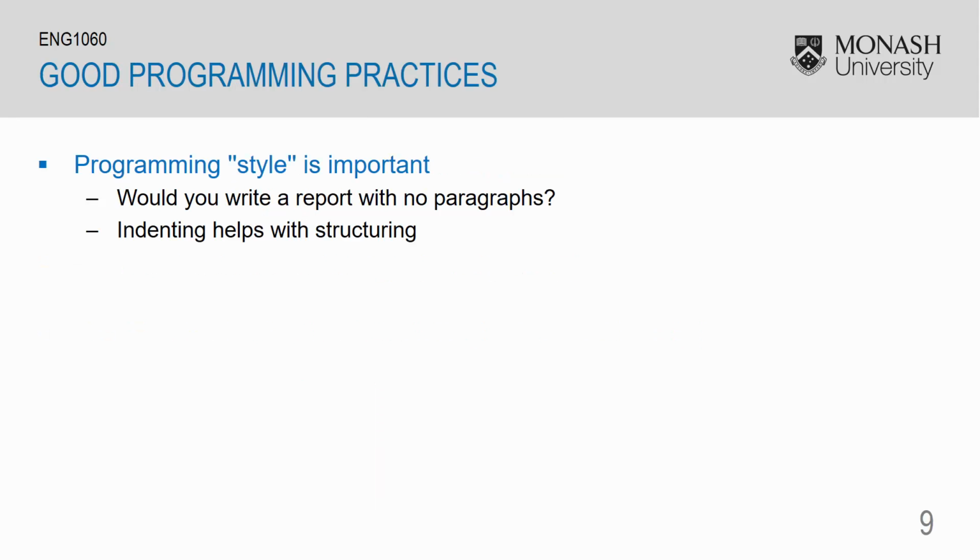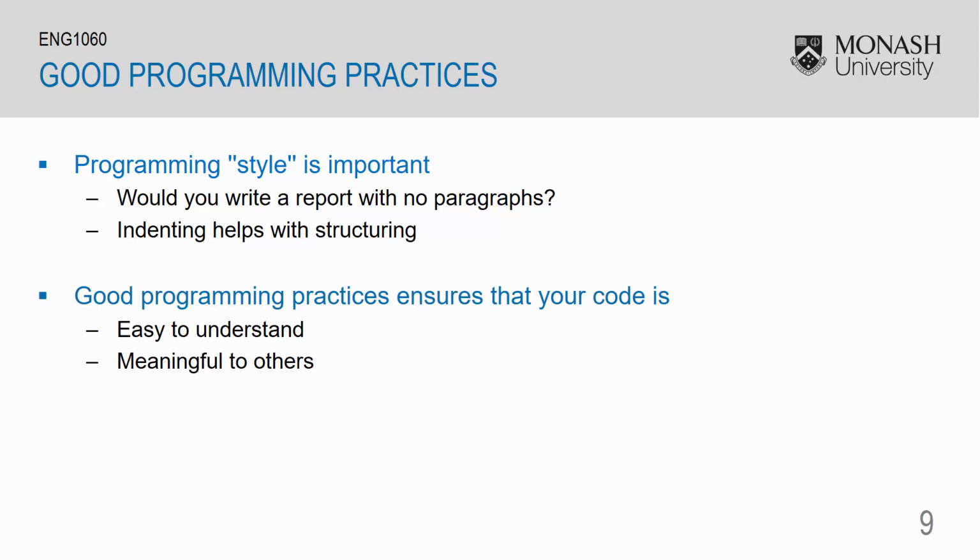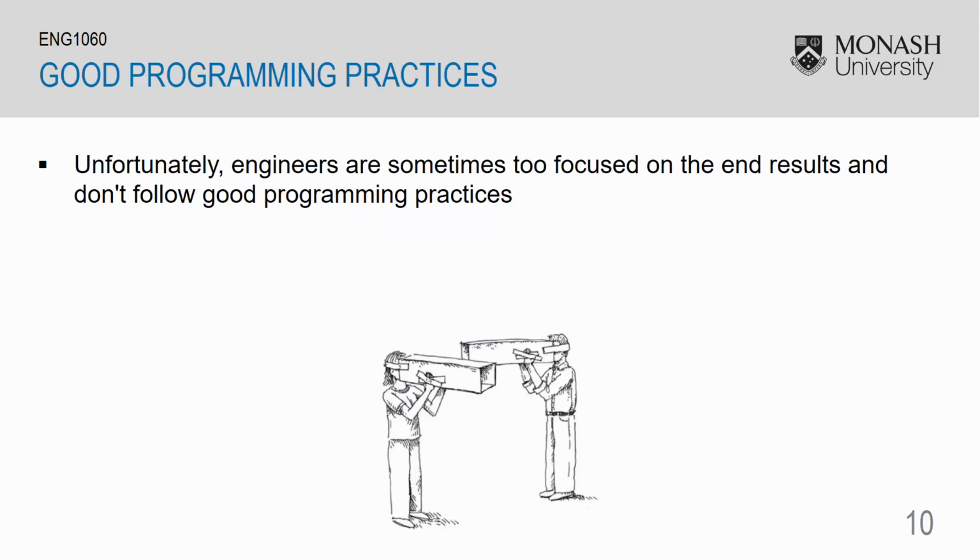So programming style is important. As I mentioned at the start of the video, code without comments is almost like reading an essay with no paragraphs. So it is important to have comments throughout your code. Also, indenting and paragraphing helps with structuring of your code. Good programming practices ensure that your code is easy to understand, but also meaningful to others. Lastly, good codes are well documented and readily usable.